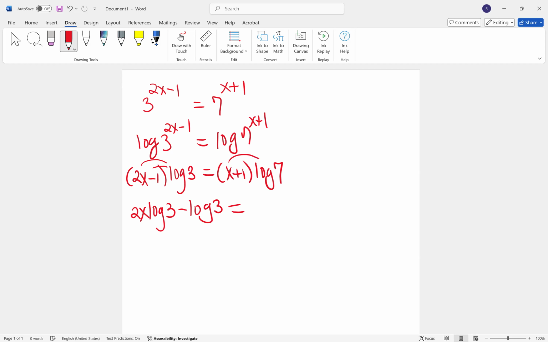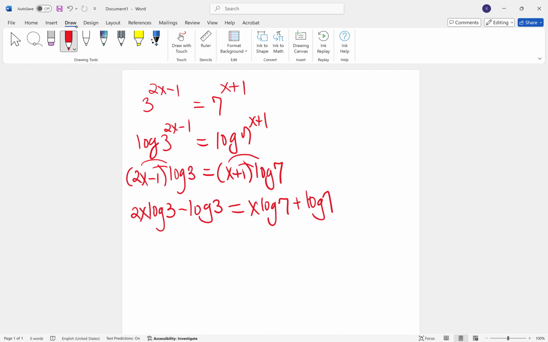That's going to equal, now distribute on the right-hand side. So x times the log of 7 plus 1 times the log of 7, which is log 7. This is just like solving a linear equation for x. Gather the x terms to one side, gather the constants to the other side.